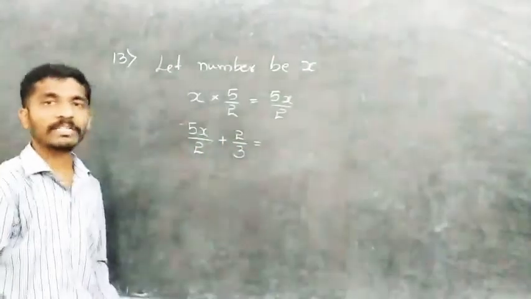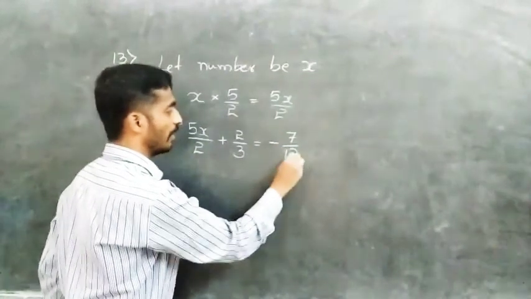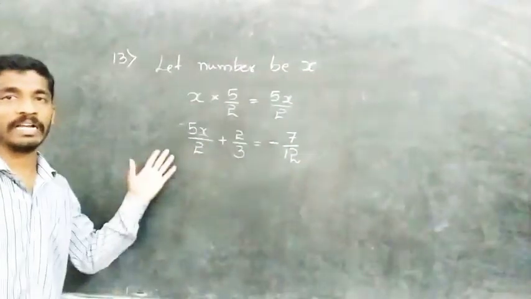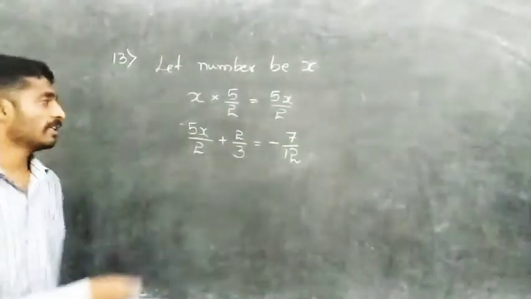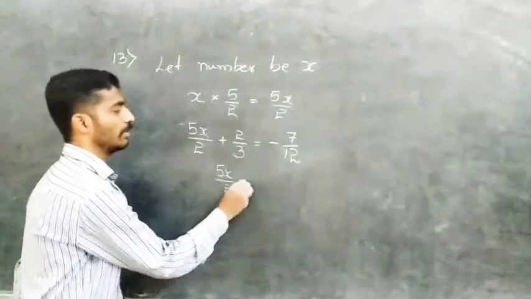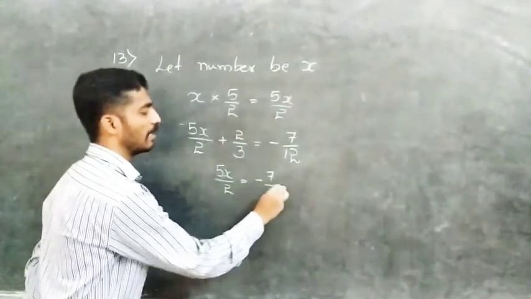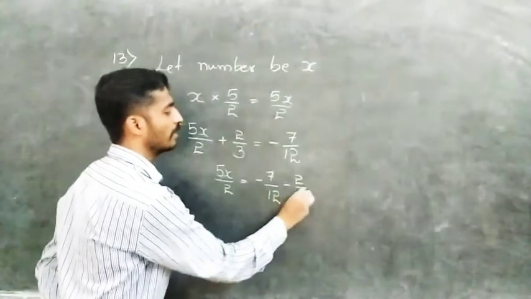How much they will get? They will get minus 7 by 12. What you have to do now? You have to find the x. Let's take here 2 by 3 to the right side. So it becomes minus. So 5x by 2 equal to minus 7 by 12, so plus becomes minus 2 by 3.